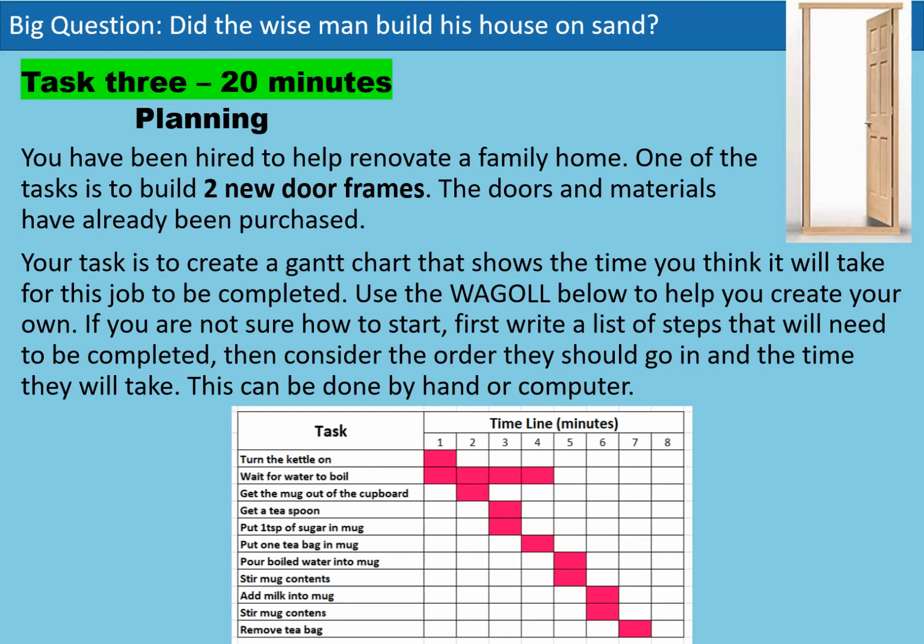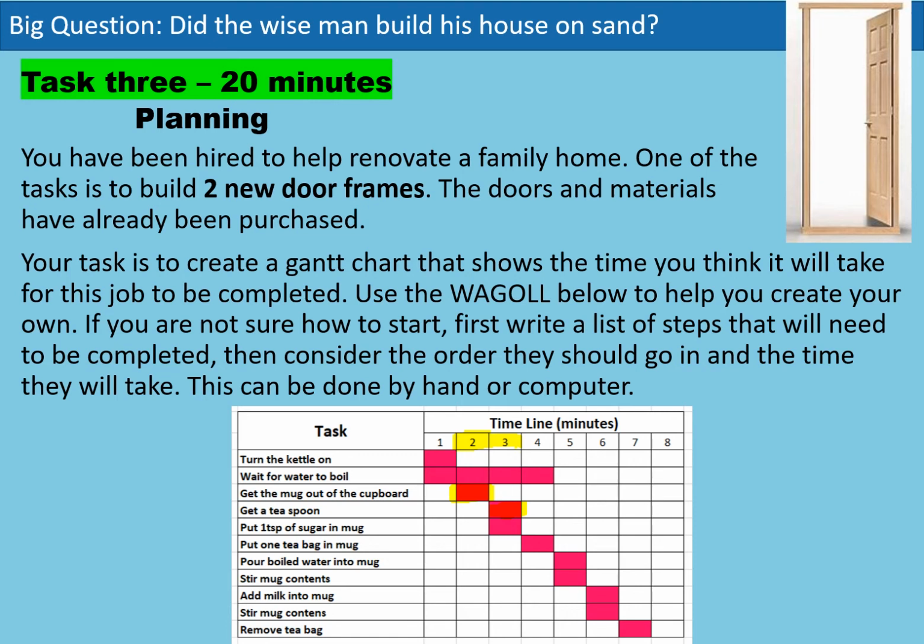Now I'm saying that it will take me 1 minute to get the mug out of the cupboard, but the timeline also shows me the length of time the entire task would take. So although it will only take me 1 minute to actually turn on the kettle, at this point I've been making my cup of tea for 2 minutes. Let's look at another example. Underneath I say to get a teaspoon. Now that will also take me 1 minute because I've only highlighted one box, but at this point in the process I would have been making my cup of tea for 3 minutes.